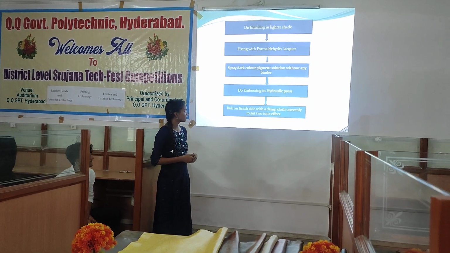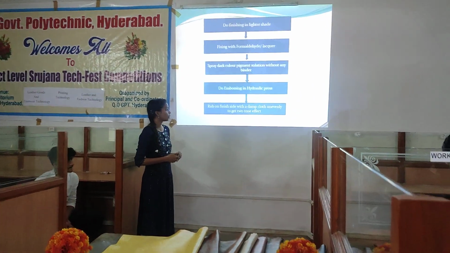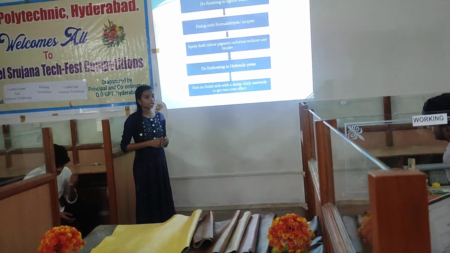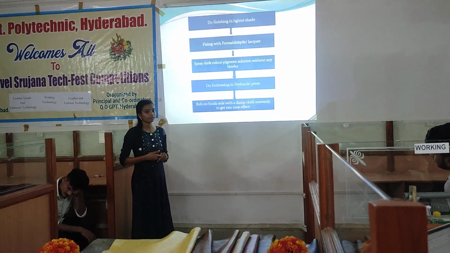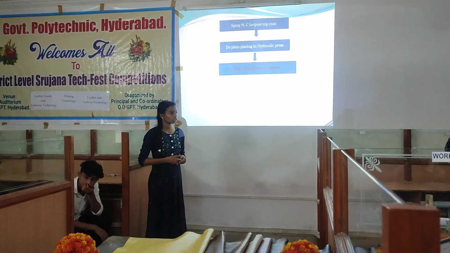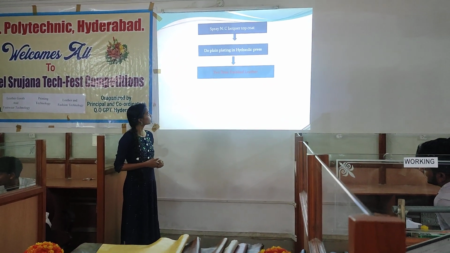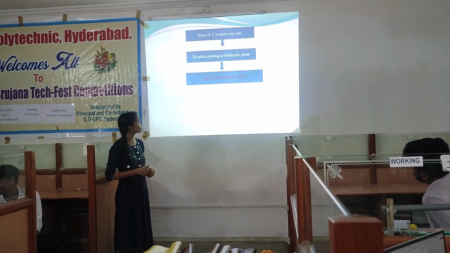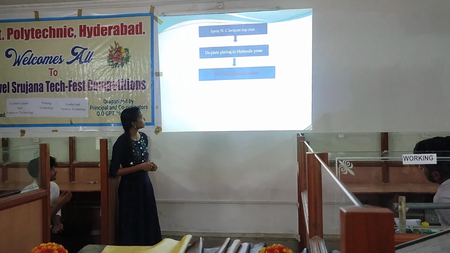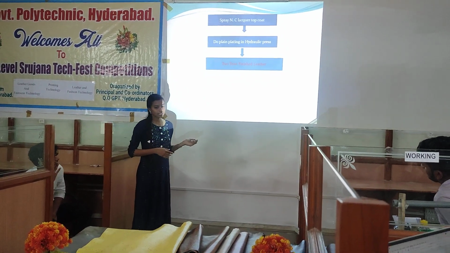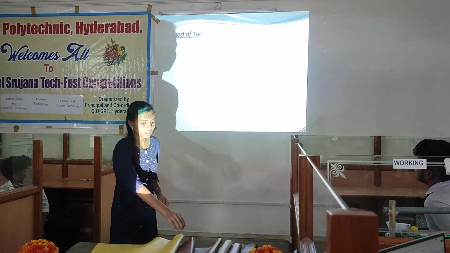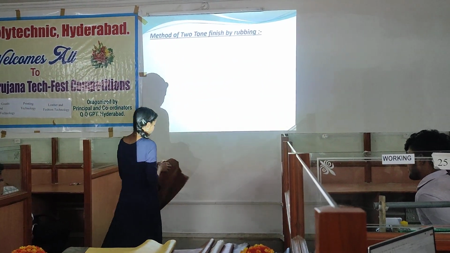Rub on finish side with a damp cloth unevenly to give a two-tone effect. To give the two-tone effect, we have to take some cloth and rub it on the leather. Spray NC Lacquer top coat. NC Lacquer top coat gives softness and smooth color on the leather. Then two-tone leather is finished. Here we have the two-tone leather finished.